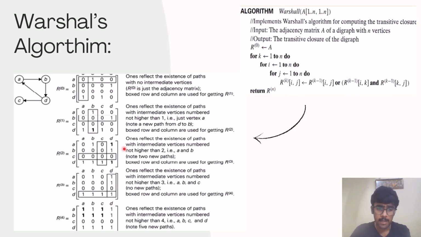In this way we will construct the next state for all the four nodes, and the last one provides the transitive closure, that is whether the path exists between a and b, a and c, a and d, etc., whether it may be direct or indirect. In this way we'll get the transitive closure, and Warshall's algorithm uses dynamic programming to find whether a path exists between two nodes, whether it may be direct or indirect.